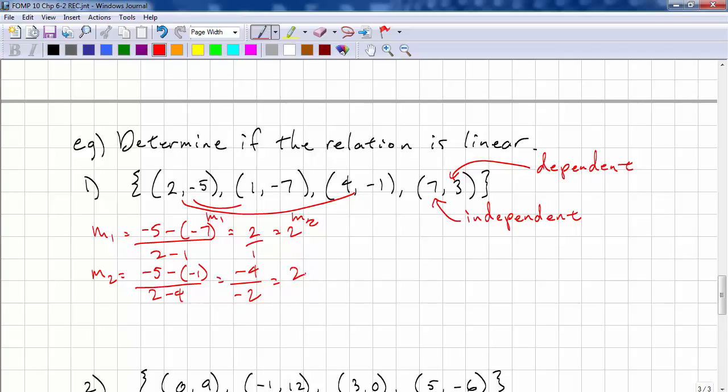So we keep going. We have to do the slopes of all points. So we're just missing this point, and we'll do this as M3. M3, we have 3 minus negative 1 over 7 minus 4. This is now 3 plus 1, so that's 4. And 7 minus 4 is 3. And it does not match the other slopes. So we say not linear.